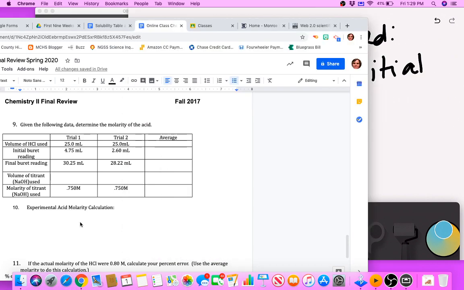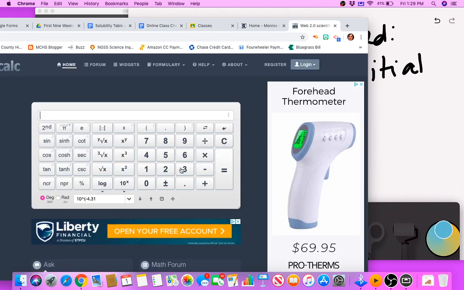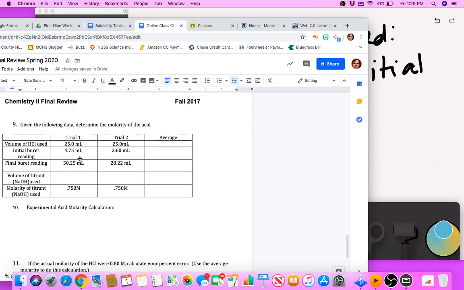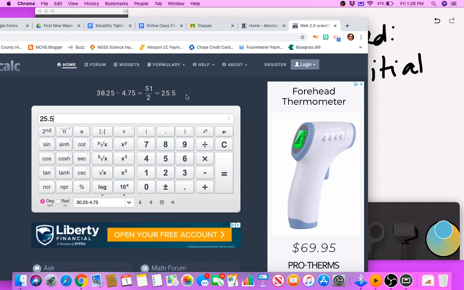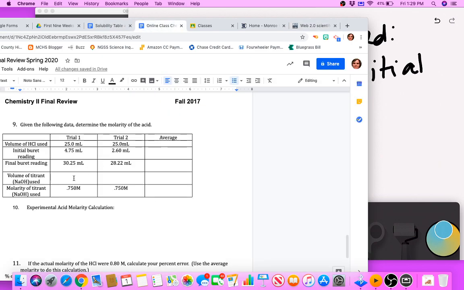So we're going to do the final minus the initial burette reading to get the volume of NaOH that we used. So the final is 30.25, and I'm doing this on my calculator here where you guys can see it, 30.25 minus, and then our initial reading here was 4.75. And when we do that, we get 25.5. So that's what I'm going to fill in my table here, 25.5, and I'm going to write it in there so that I'll have it.